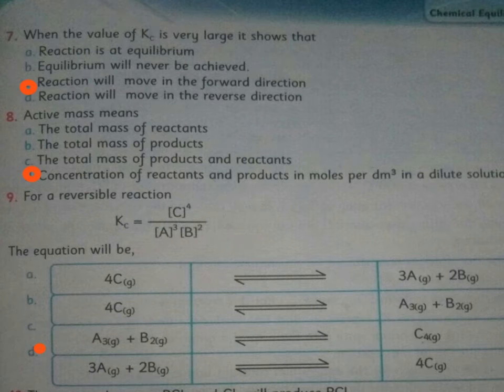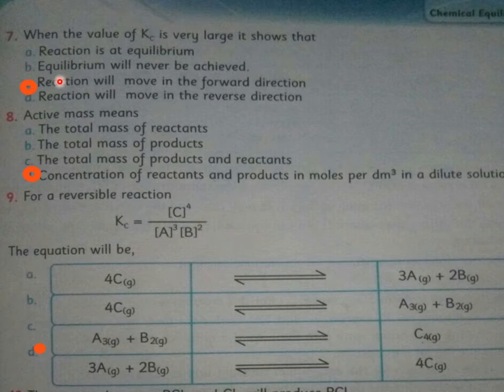Okay, now the 7th one is: when the value of Kc is very large, it shows that the reaction is at equilibrium. No, it is totally irrelevant. The reaction will be at equilibrium if the rate of the forward and backward reactions are equal, or the concentrations of reactant and product are constant. So this is incorrect. The second one is that equilibrium will never be achieved. It is also incorrect, because it doesn't relate to a large value of Kc.